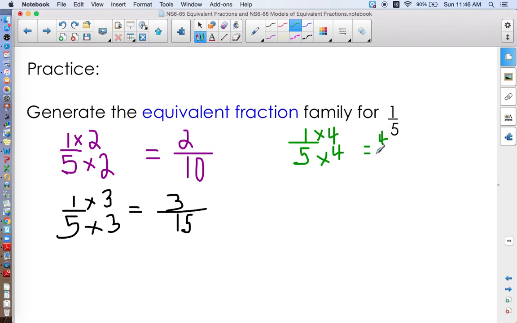4/20. Again, you're just coming up with a number that you're multiplying your denominator and your numerator by. As long as these two are equal and your math is correct, this is an equivalent fraction.